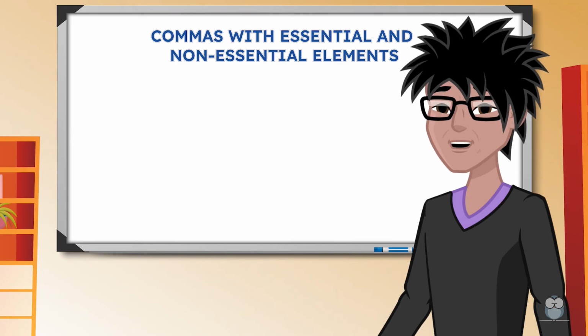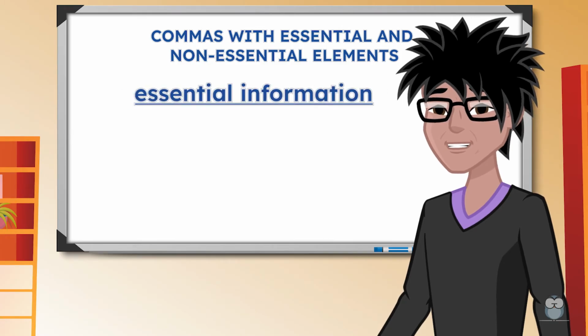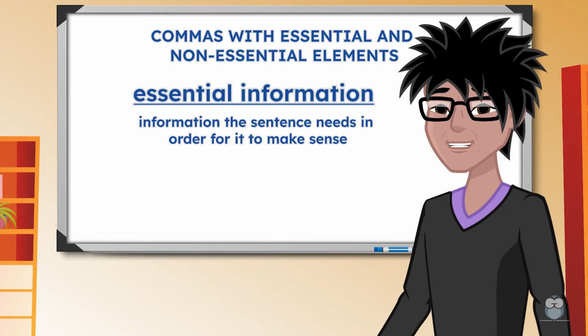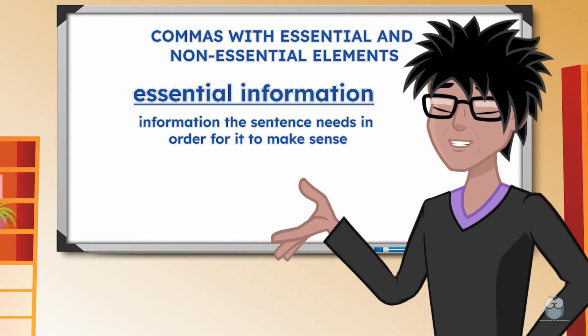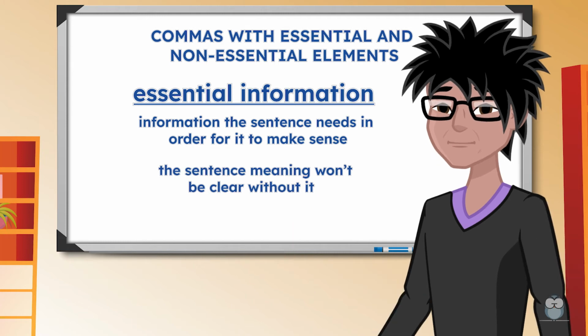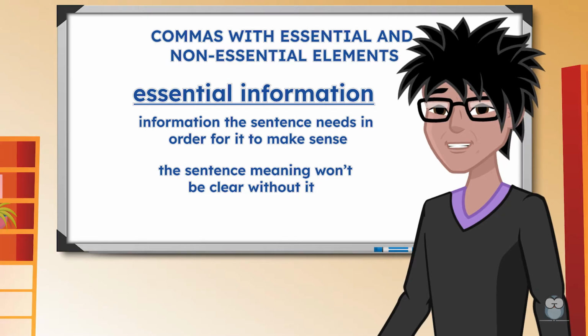First up, what exactly is essential information? It's just what it sounds like. This is information the sentence needs in order for it to make sense. If you remove essential information from the sentence, the meaning won't be clear. So, to signify that something is important in the sentence, we do this by not putting commas around it.